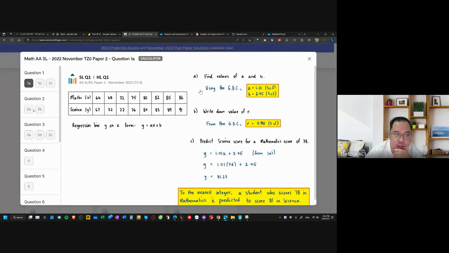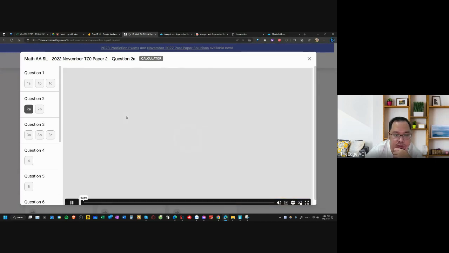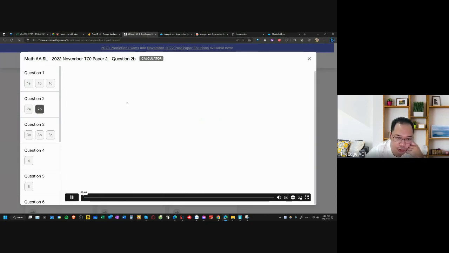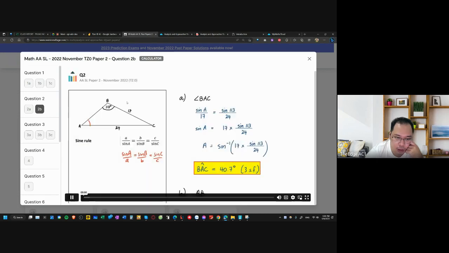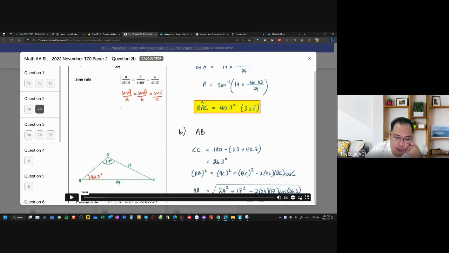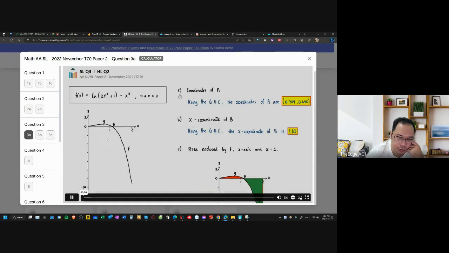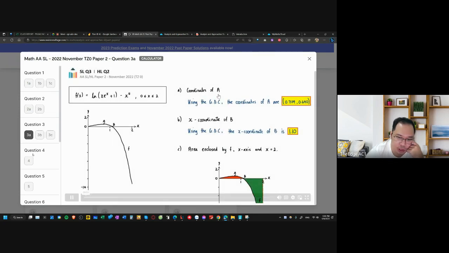Linear regression, Pearson coefficient. Sine rule, calculate the angle. Simple, similar to a problem we've done. So skip this one? Yep. Question 2, what is it? Find the length AB, also the cosine rule or the sine rule. Sine rule.